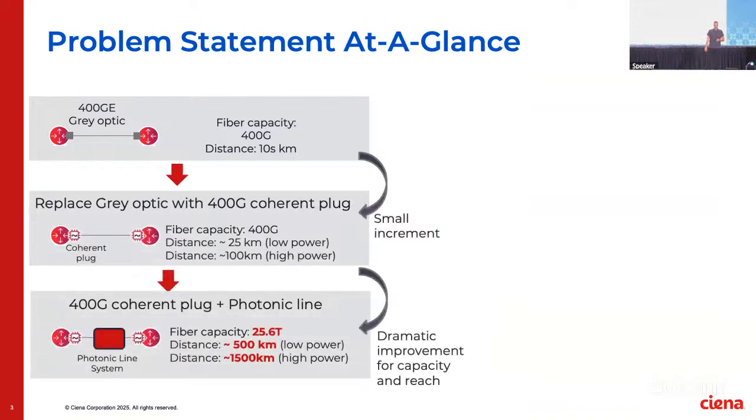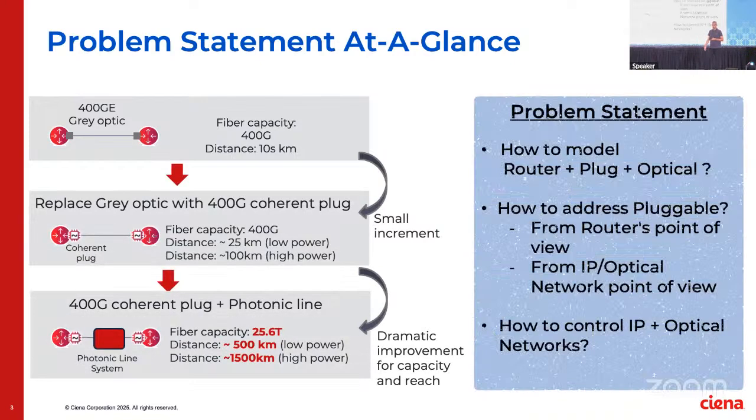I'm going to skip this slide because Mark already talked about that. The problem statement is important. Just look at the right-hand side of this picture. I have router plus pluggable plus optical photonic. So how is everything going to work? This is the dilemma that we want to address, and NMS was mentioned a few times. I put it in the context of the SDN controller, IP, optical, or multi-layer.